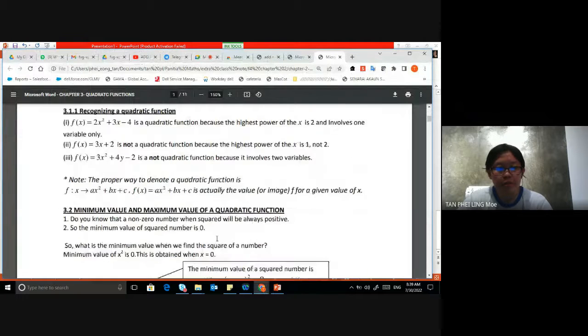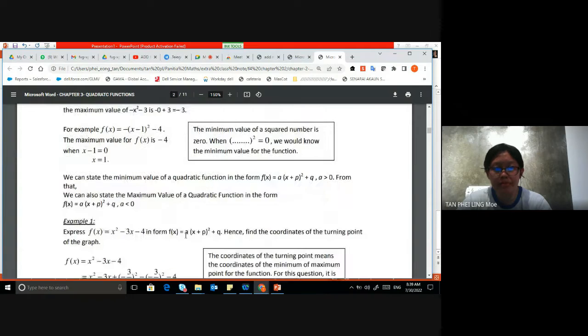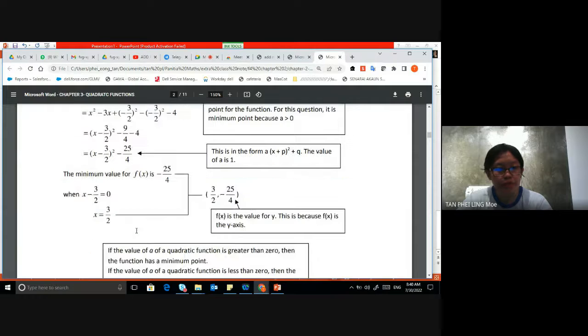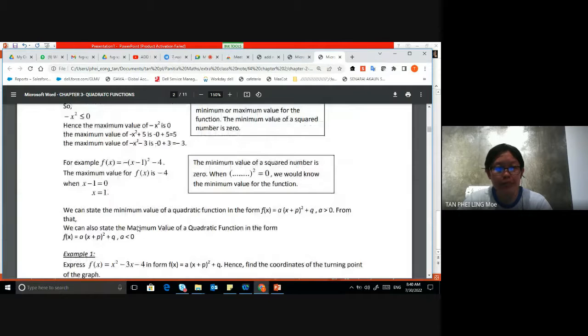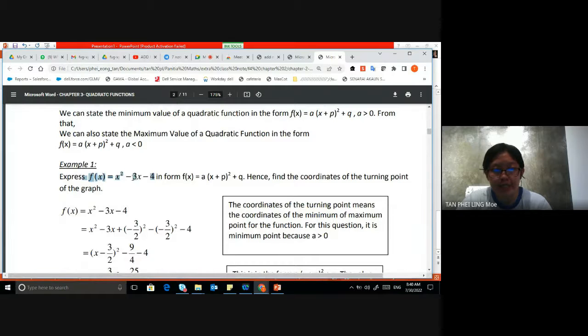So here, remember for quadratic function, the most important is you know how to find the minimum and the maximum value. Okay, so let's move on. Let's say here, you will see the example, something like this. You see, example 1, it says express this in the form of this, isn't that the vertex form? Then hence find the coordinates of the turning point. So you see turning point, or stationary point as I mentioned, which means they want to know the turning point of the minimum or maximum point.